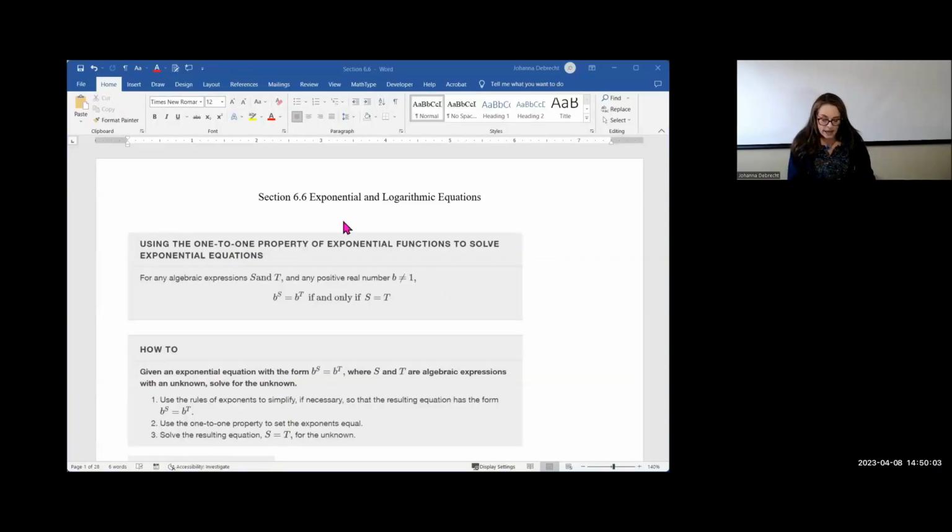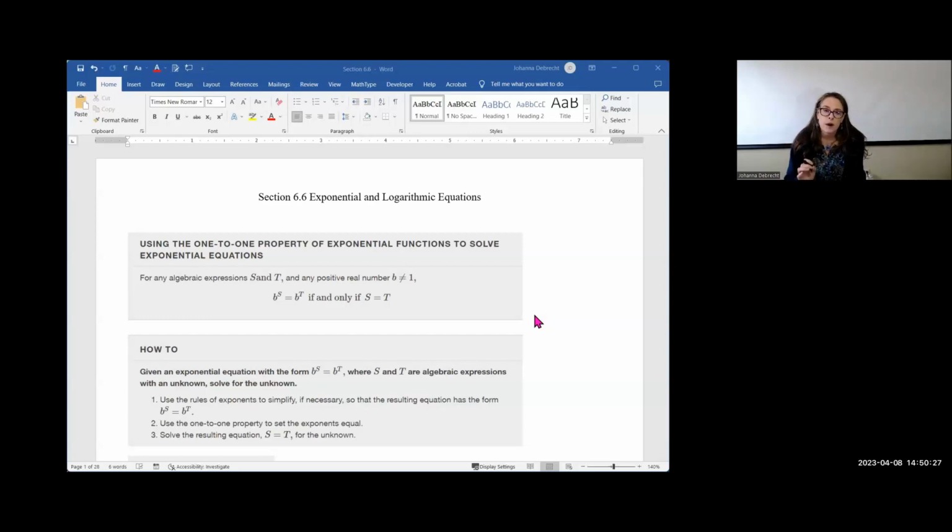So what we're looking at here is section 6.6 of the OpenStax Algebra and Trigonometry book. And we're looking at exponential and logarithmic equations. So there are a lot of different things that we need to talk about here, but this sort of goes through and gives you some guidelines on how to start on some of these problems.